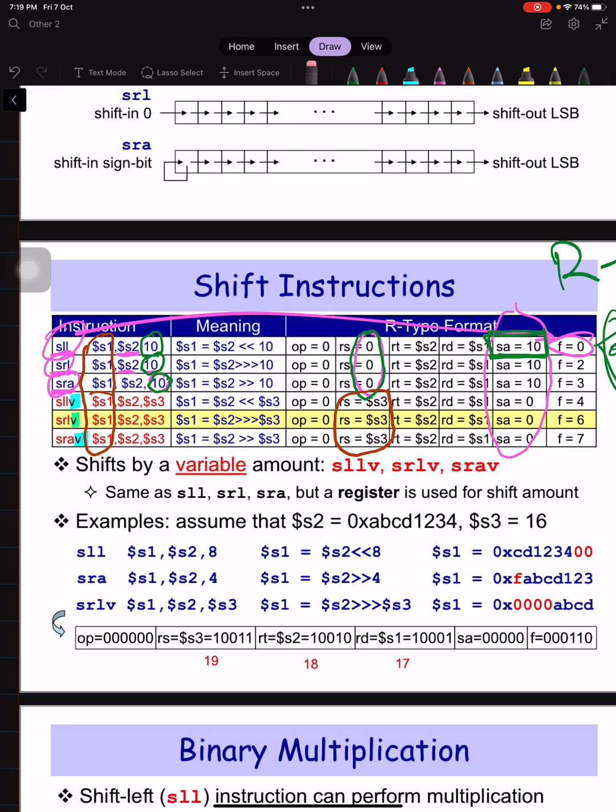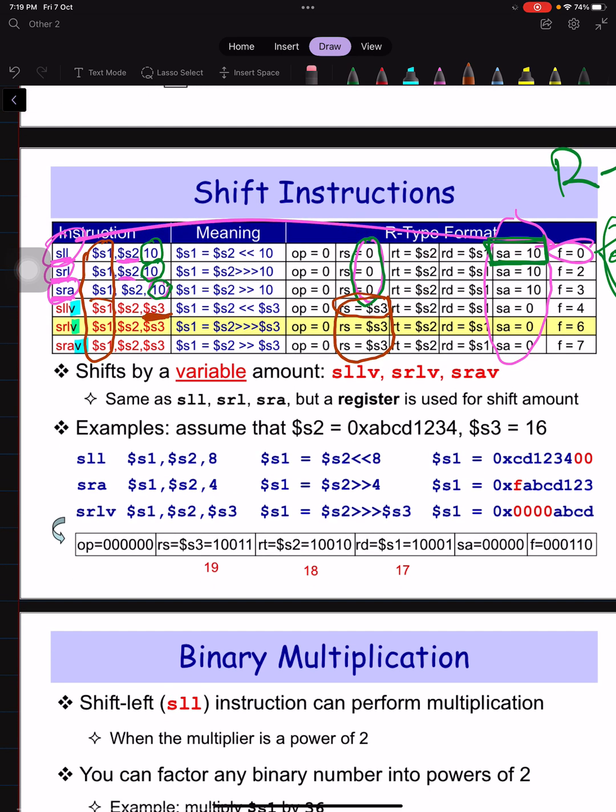Okay, S3. Of course, S3 here is the RS, which is the amount of shift that I want to shift. I want to shift to the right, I want to shift to the left, whatever it is. Okay, let's take an example: shift by variable amount. Assume that we have S2 like this, this is S2, and we need to shift that, and we have S3 like this.